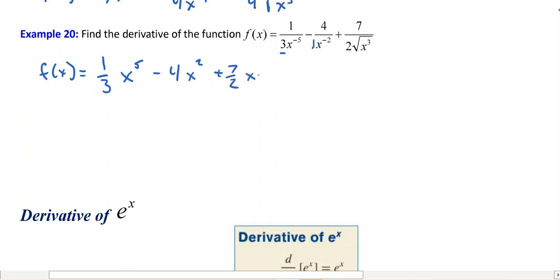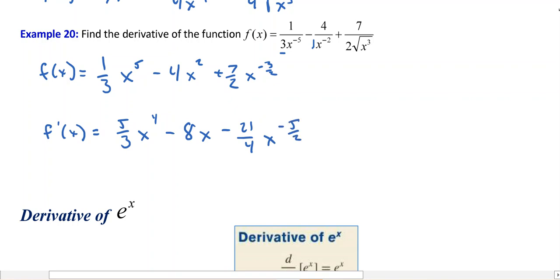We can now take the derivative. This becomes 5/3 x to the 4th, minus 2 times 4 is 8x, and then minus, and so we will have negative 21/4 x to the negative 5/2. And then rewriting this, I'm just going to rewrite the radical part of it. I'm going to leave these two the same, 5/3 x to the 4th minus 8x minus 21 over 4 square root of x to the 5th. There's our derivative.